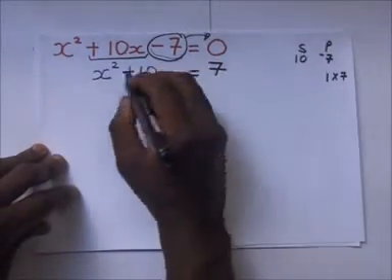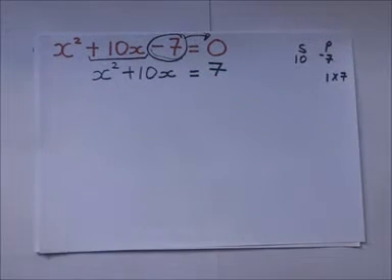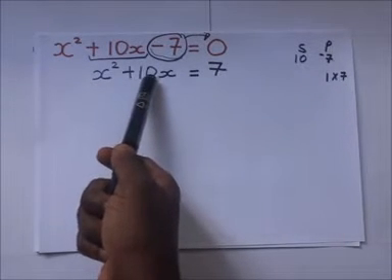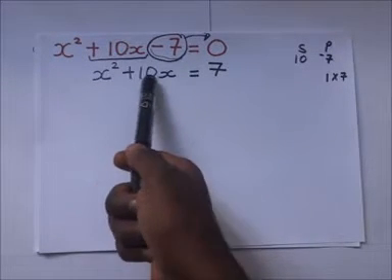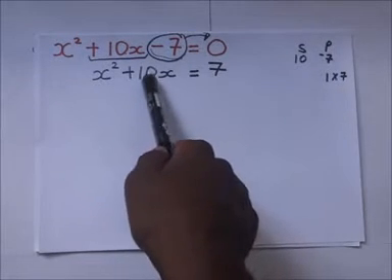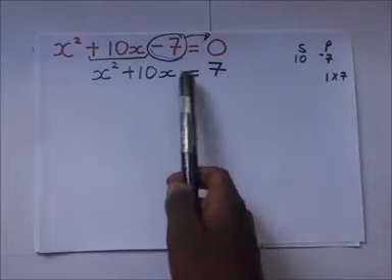So this is x squared plus 10x. From that point, this is what we do. We look at the coefficient of x, which is 10. We divide it by 2. When we divide the coefficient of x by 2, the answer we get, we square it. After squaring the answer we get, we add it on both sides of this equation.